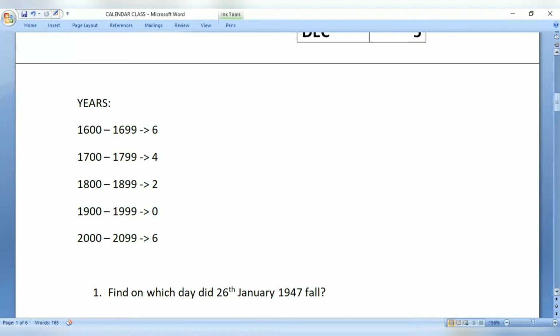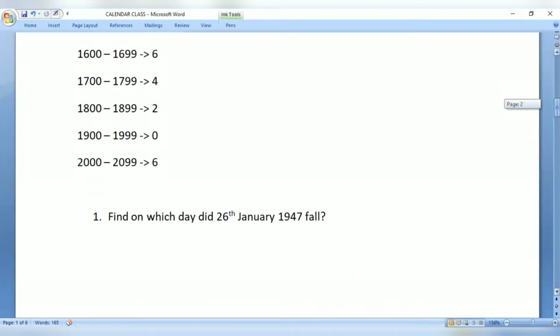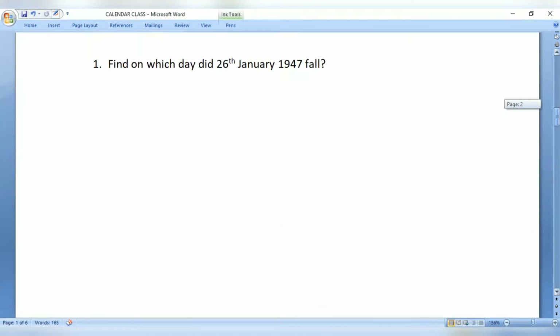To quickly solve those questions, we have given codes for certain ranges of years. For the years 1600 to 1699, the code is 6. For 1700 to 1799, the code is 4. For 1800 to 1899, 2. For 1900 to 1999, it is 0. For 2000 to 2099, it is 6. So 6, 4, 2, 0, 6. These are the codes given. Now, with this information, let us move on to solve the questions.